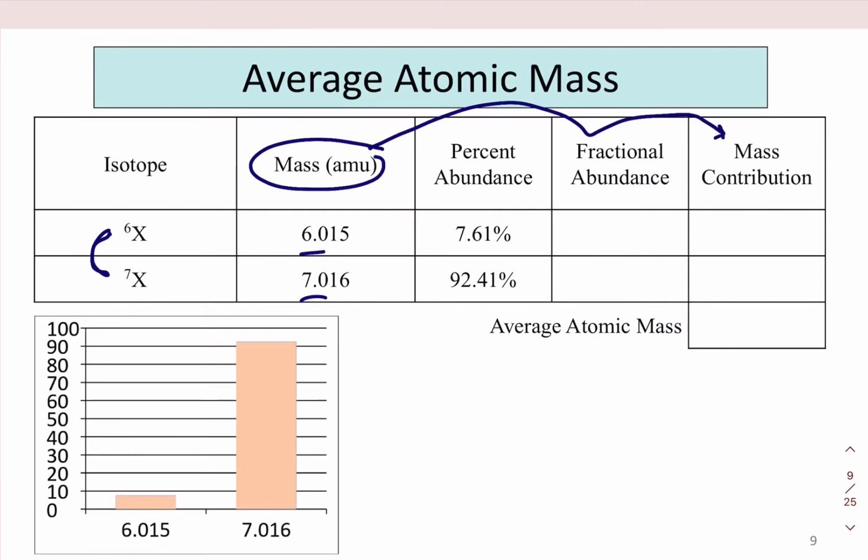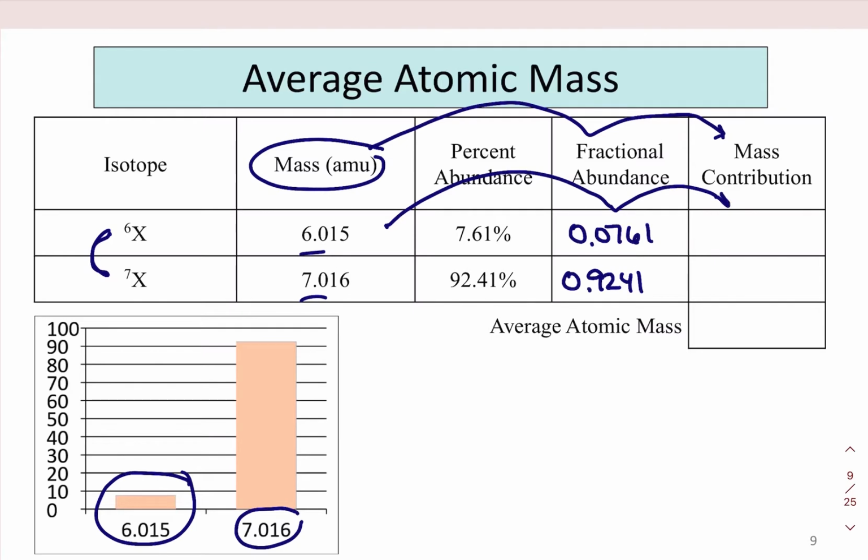So imagine we shot that through that accelerometer, and it found out that 7.61% of them had a mass of 6.015, and 92.41% of them had a mass of 7.016. That's all it's saying. So I'm going to take this percent here, and I'm going to make that into a fractional abundance. See how I moved the decimal point over 2 to the left? And then I'm going to do the same thing with the other one right there. And now what I'm going to do is multiply this one times this one and get my mass contribution, all right?